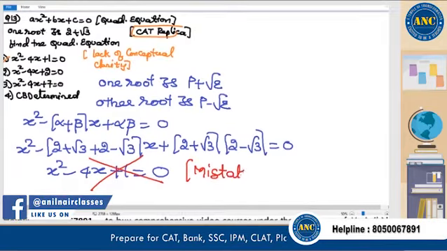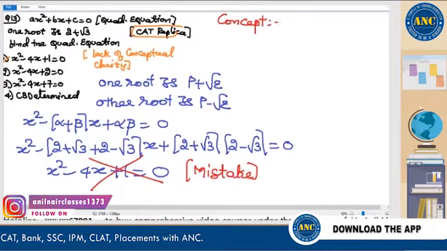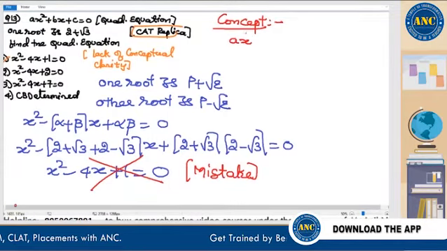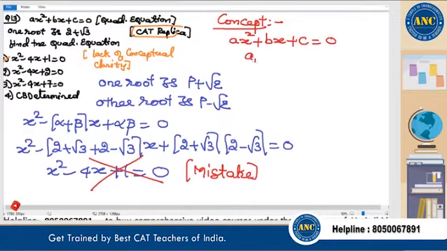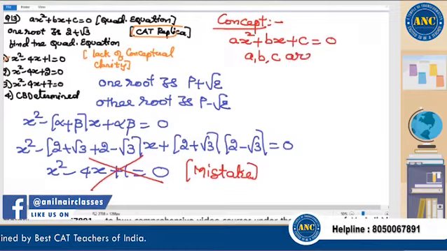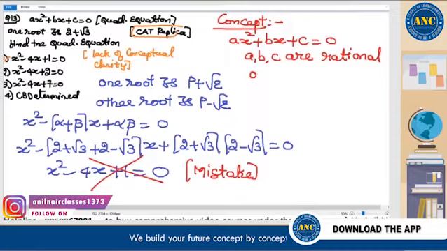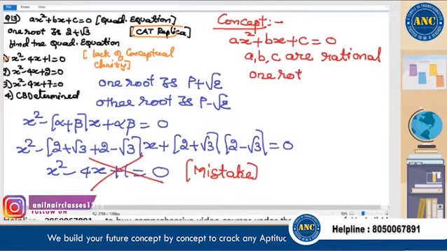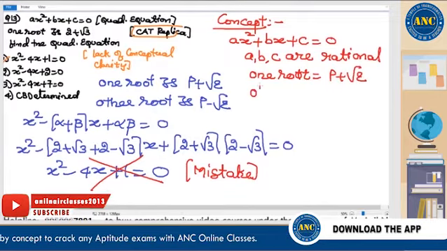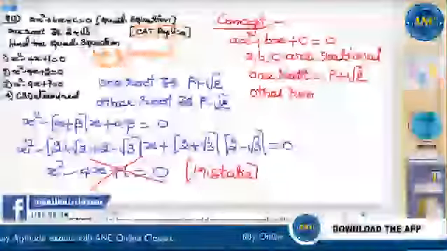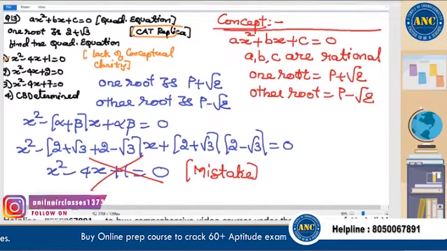They are doing it because they do not know the exact concept. Please write down the concept. Concept is ax square plus bx plus c equivalent to 0, only when a, b, c are rational. If one root is p plus root q, another root will become p minus root q.